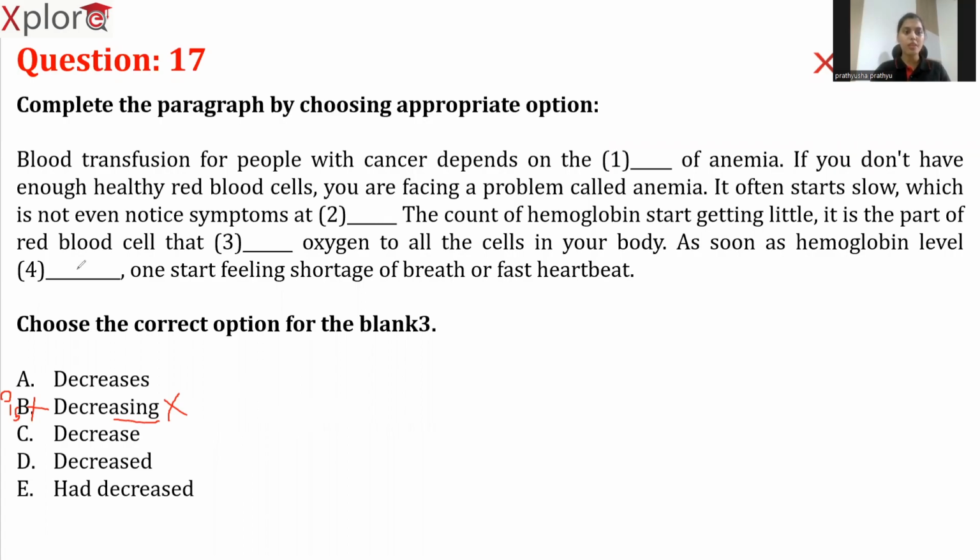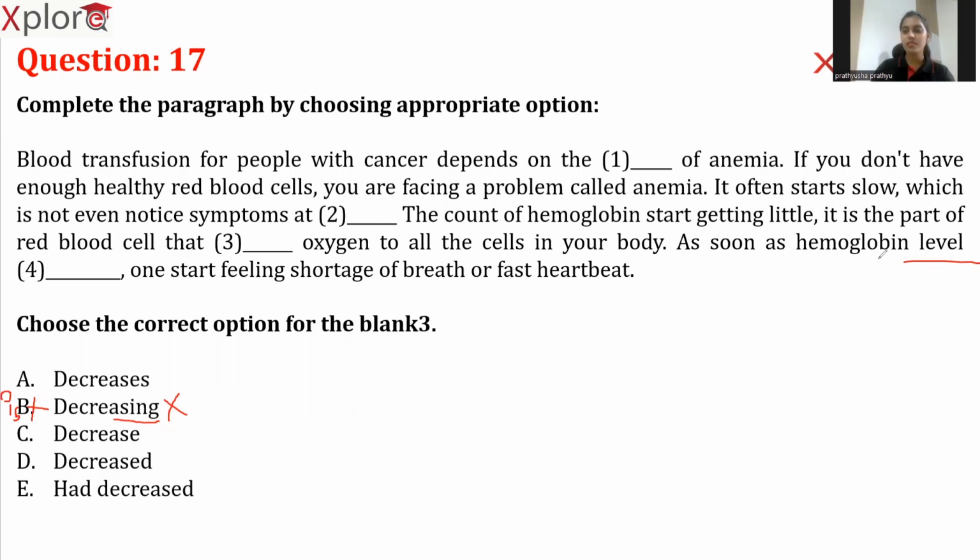So before this blank, we do not have any other helping verb. We just have hemoglobin level. So according to the sentence framing, eliminate option B. And next, option C is also eliminated because see here, hemoglobin level.